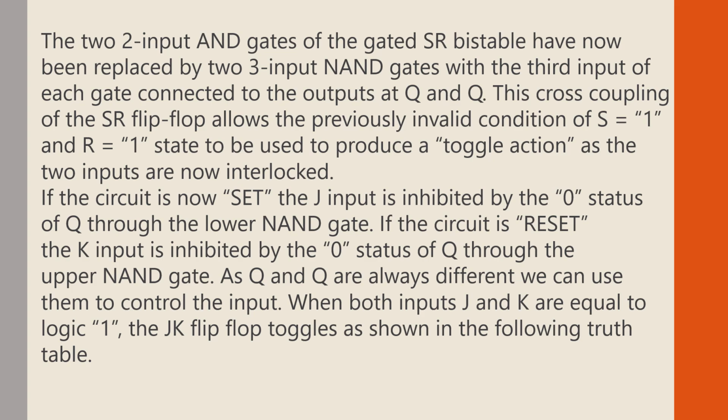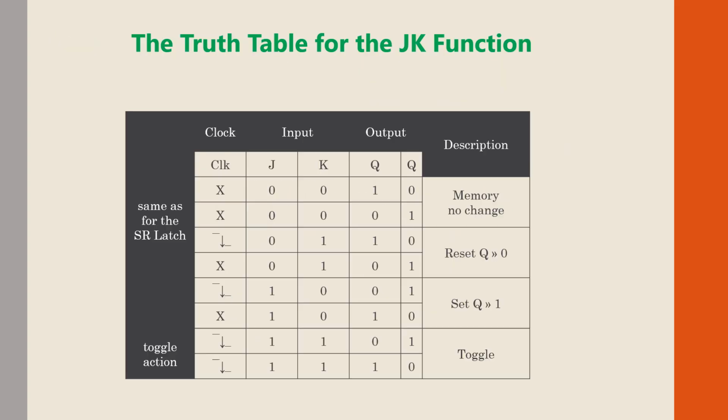The input AND gates of the gated RS bistable have now been replaced by two 3-input NAND gates with the third input of each gate connected to the outputs at Q and Q prime. This cross-coupling of the RS flip-flop allows the previously invalid condition of S equal to 1 and R equal to 1 state to be used to produce a toggle action as the two inputs are now interlocked. The truth table for the JK function.